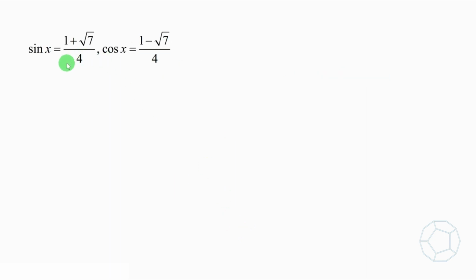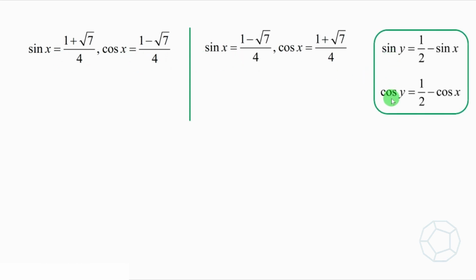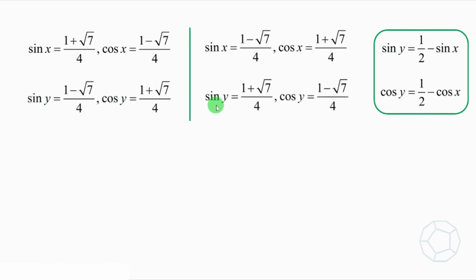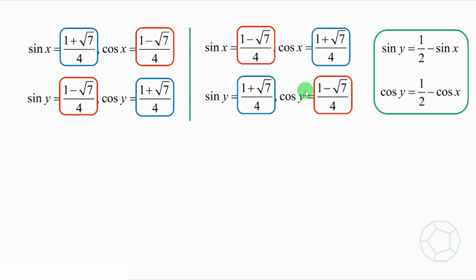Note that these two values are sine x and cosine x, so we have two possible cases. Moreover, we use the original equations from the very beginning to get the values of sine y and cosine y as well. You can see that the values of the pair sine x, cosine x, and the values of the pair sine y and cosine y are reversed. It is also the case for another set of answers.